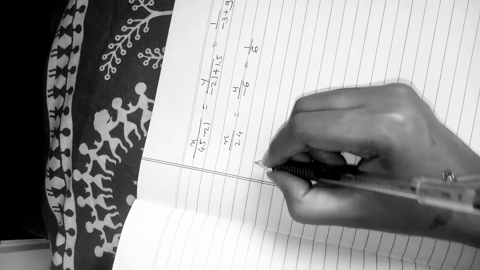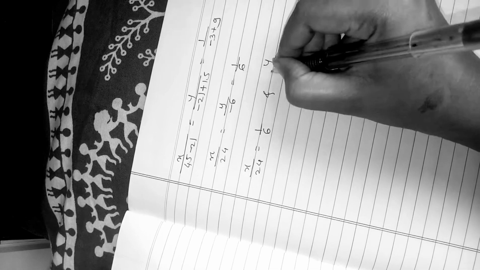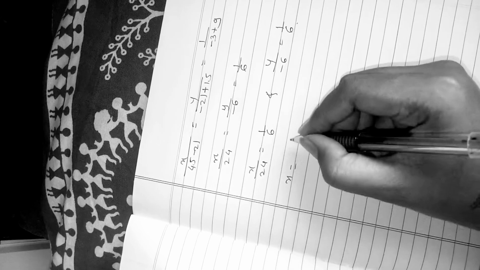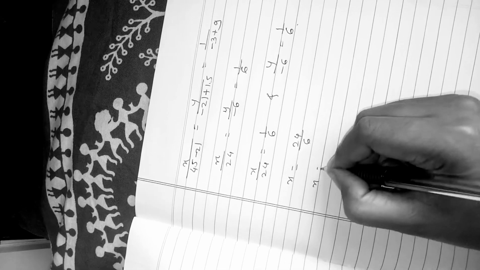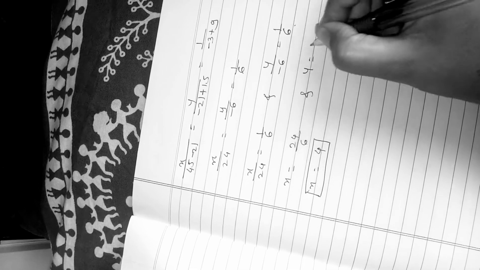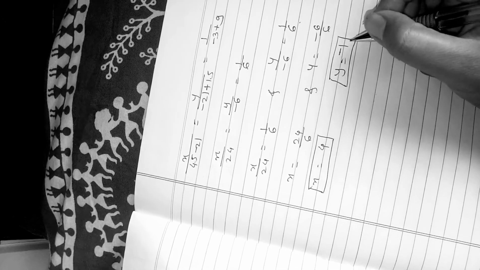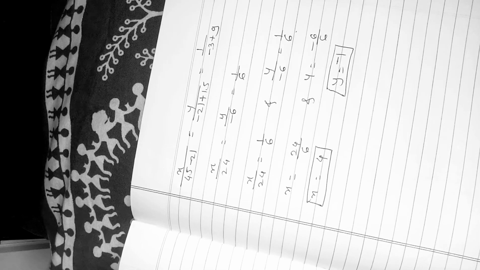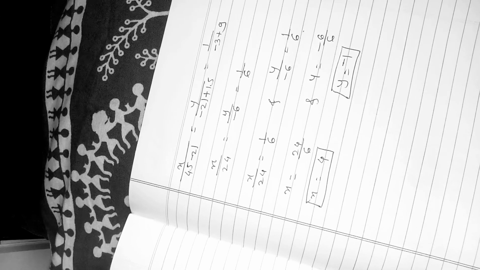So equating these three, x over 24 is equal to 1 by 6, and y over minus 6 is equal to 1 by 6. So x is equal to 24 over 6, so x is equal to 4, and y is equal to minus 6 over 6, so the value of y is equal to minus 1. This is the cross multiplication method to solve a pair of linear equations.